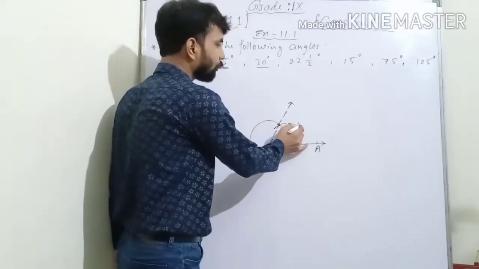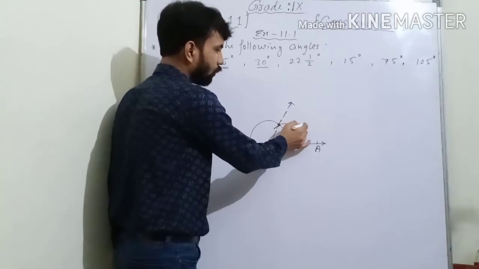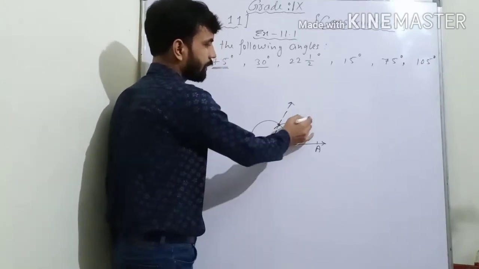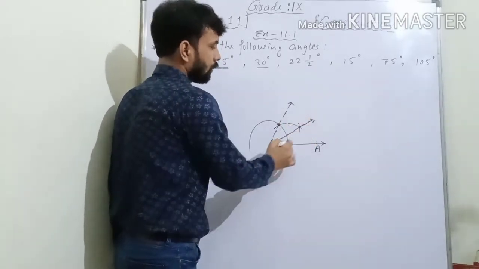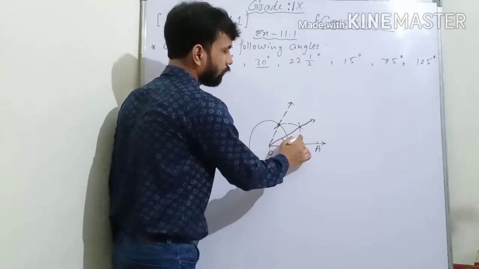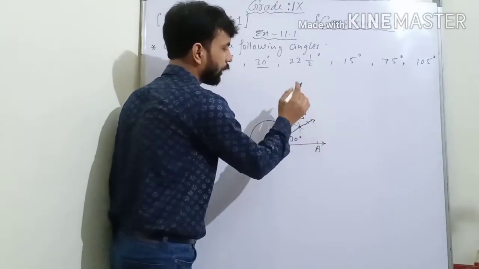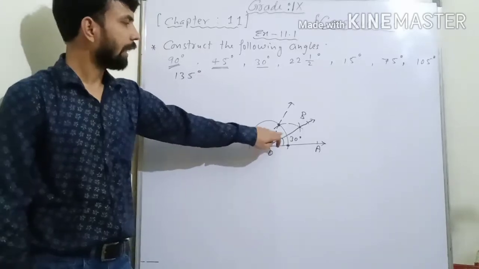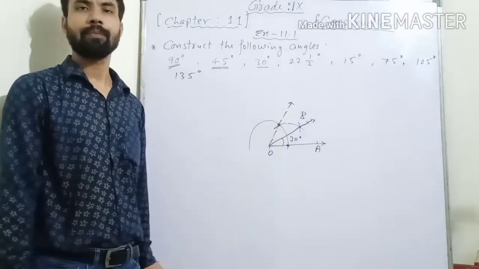Now this intersection point and the point O we will join with the help of a scale. So this angle is 30 degrees, and consider this point as B. So this is the angle of 30 degrees. Clear?